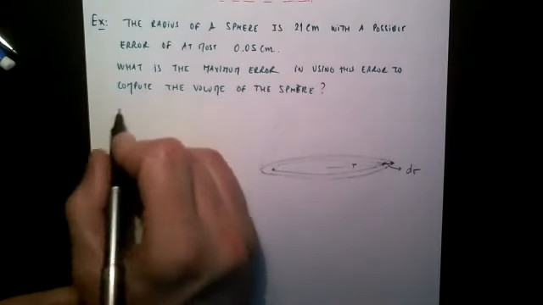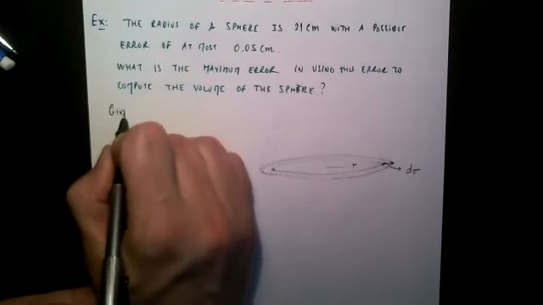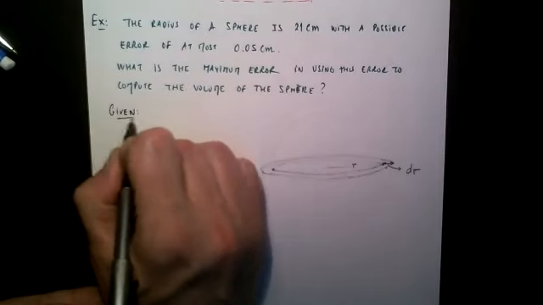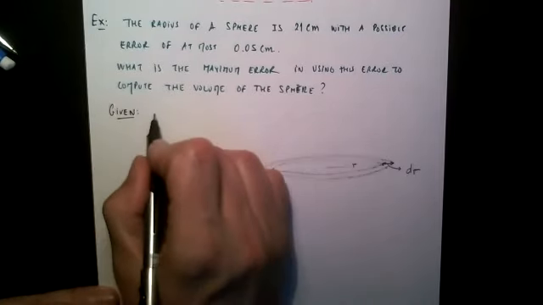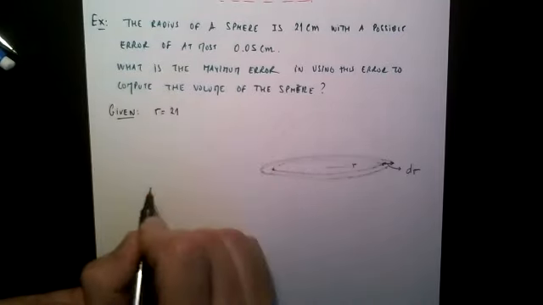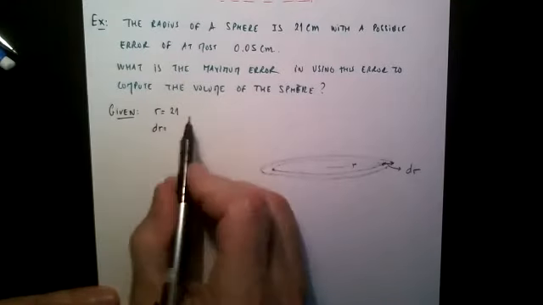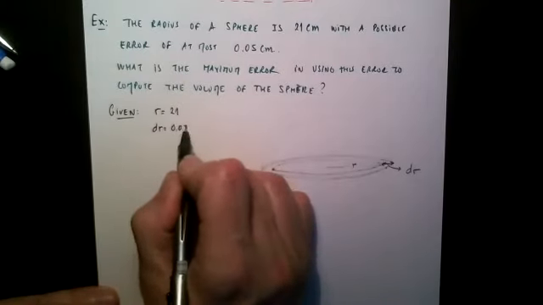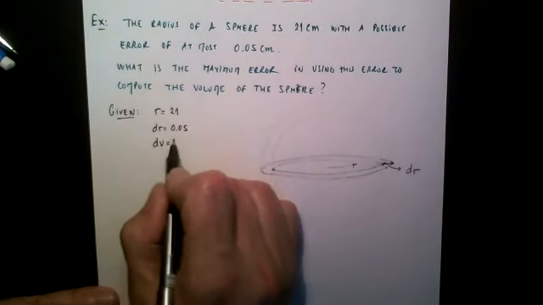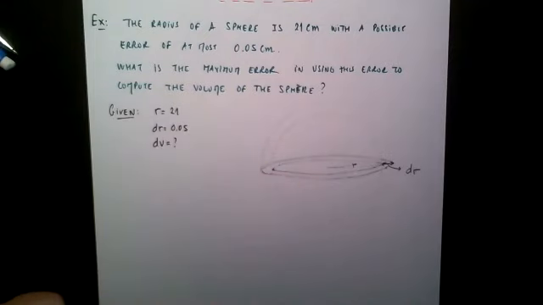Okay, so let me write down what's given. They give me that the radius is 21. They're giving me that dr is 0.05. And I'm looking for dV. Do you get it?